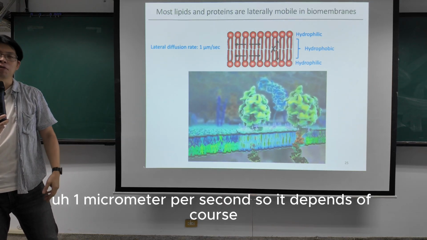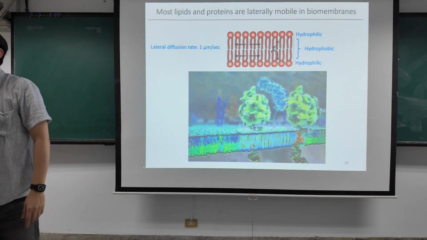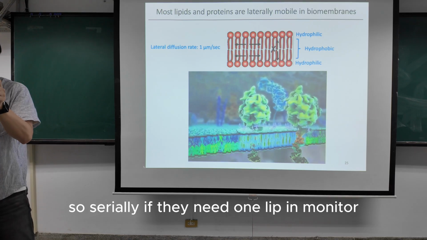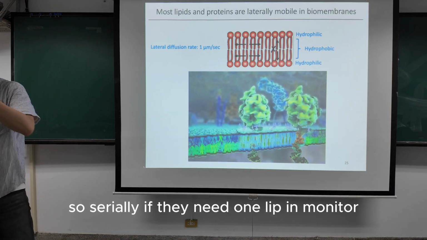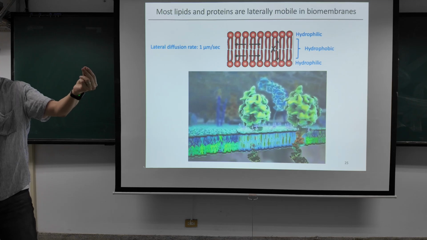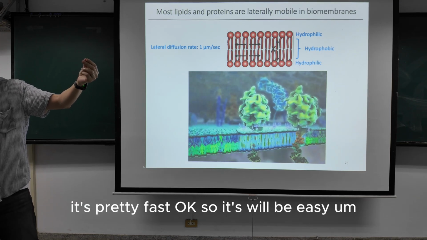So it depends, of course. Different cells have different sizes, but usually a mammalian cell's diameter is about 10 to 20 micrometers. So theoretically, if they need to, one lipid molecule can transfer from one side to the other end within 30 seconds or 10 seconds. It's pretty fast, okay? So it will be easy.